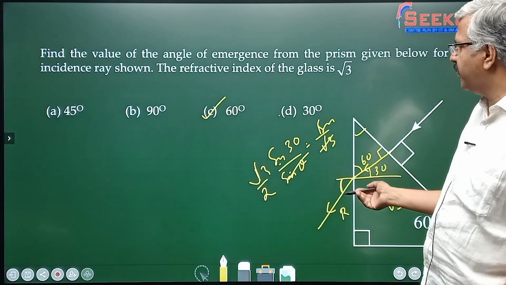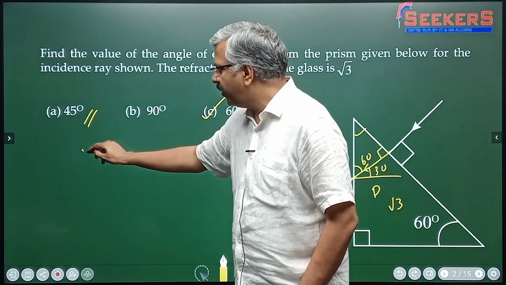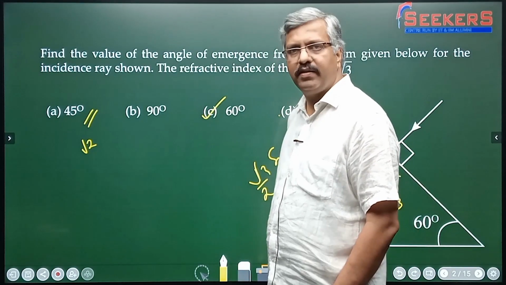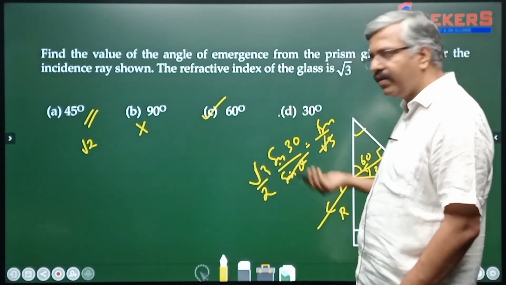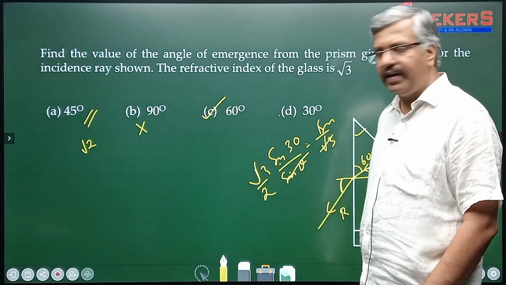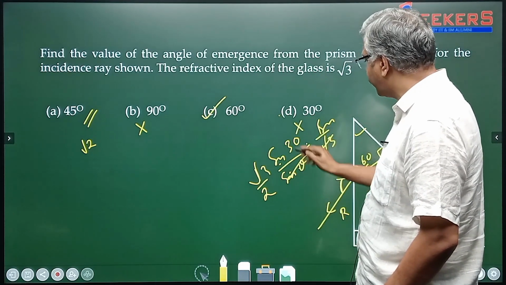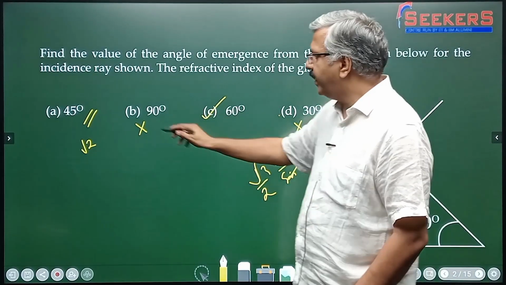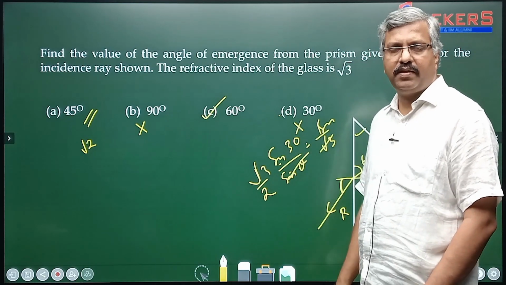Even by elimination you can do it. If you have 45 degrees, then there will be a root 2. There is no root 2 in the question, so that can't be your answer. 90 again can't be your answer because there is a root 3 coming and there is only 2 here, so there is no way 90 can be the answer. Even 30 cannot be the answer because then both the angles would be the same. So 30, 90 and 45 can't be the answer, and from there you can say only 60 can be the answer.